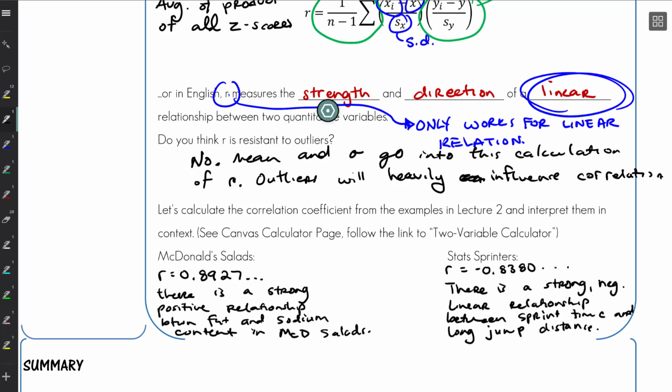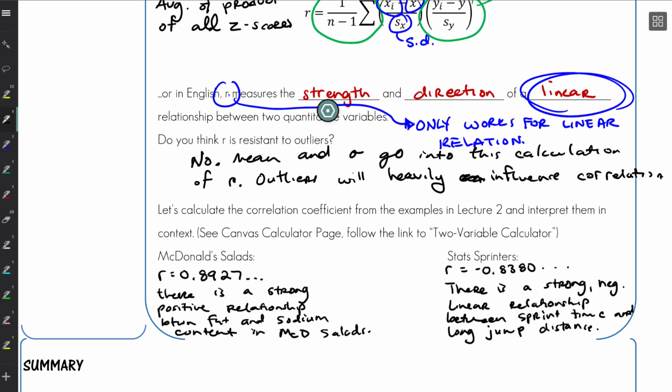Hopefully you were able to use that calculator on your own with the previous McDonald's fat and sodium content data set for their salads, and you should have found that your correlation coefficient was 0.8927. This means there is a strong positive relationship between fat and sodium content in McDonald's salads. You might notice we used wishy-washy language in the previous lecture, talking about moderate strength, or maybe moderate to moderately strong, and we're not really sure.